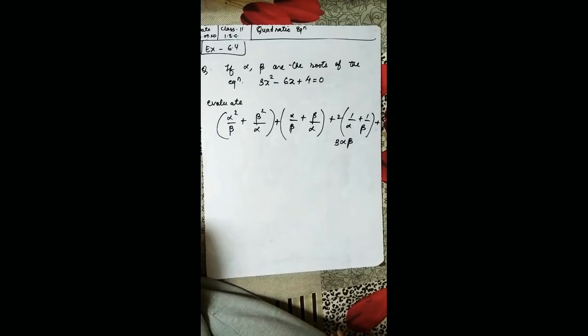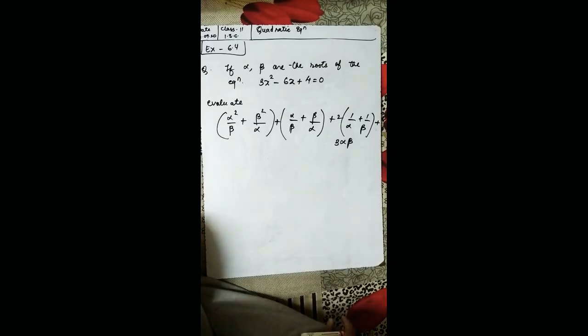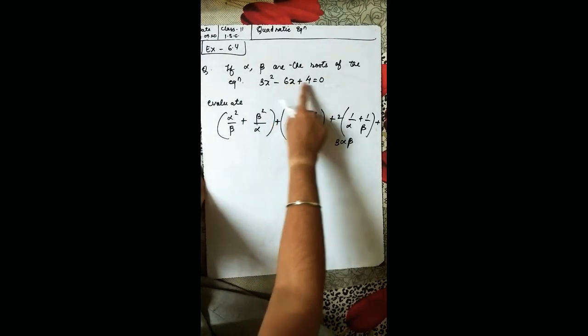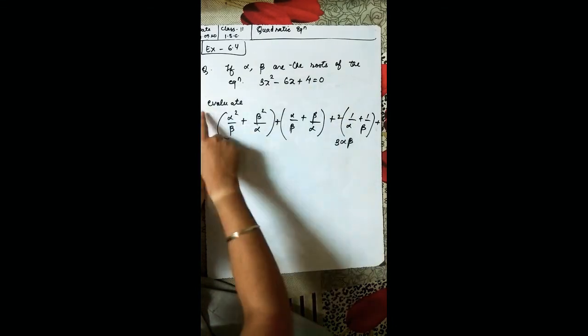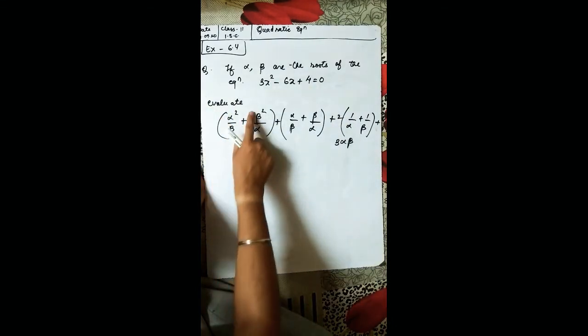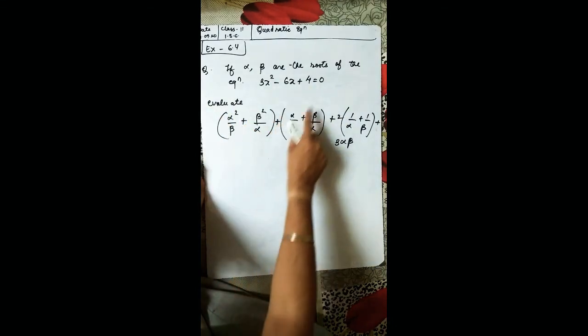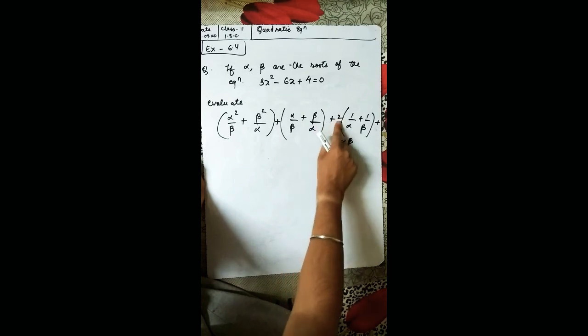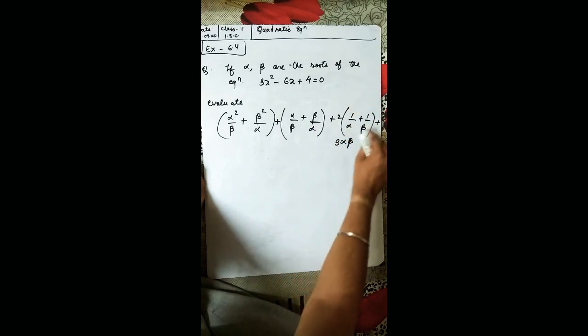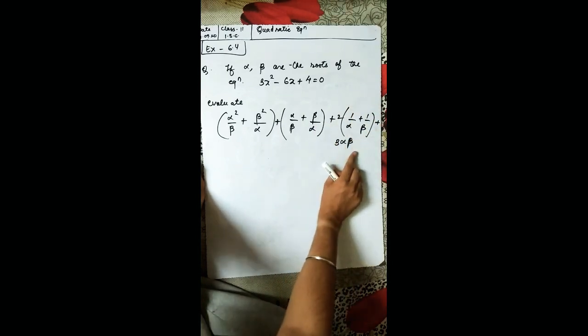So here is the question. If alpha and beta are the roots of the equation 3x square minus 6x plus 4 equal to 0, then evaluate alpha square upon beta plus beta square upon alpha plus alpha upon beta plus beta upon alpha plus 2 times of (1 upon alpha plus 1 upon beta) plus 3 times alpha into beta.